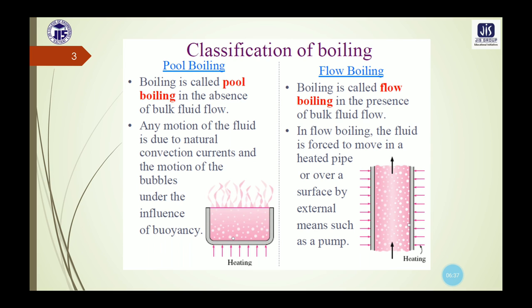As the fluid is forced to move inside a heated pipe or over the surface by external means, that's why the name is flow boiling or forced convection boiling. Here the liquid is pumped and forced to flow. This type of forced convection boiling occurs in water tube boilers involving forced convection.